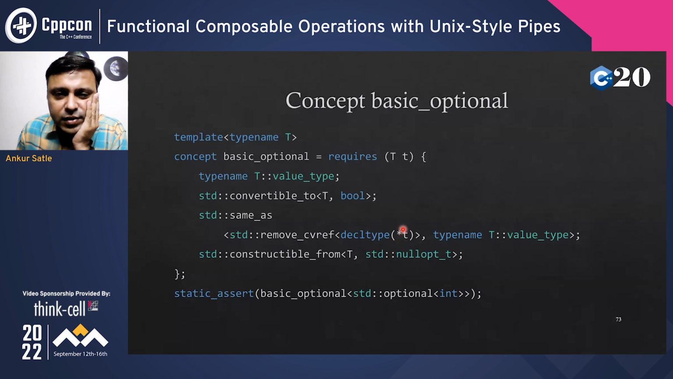So we are going to check an optional here. It is the same as its own contained value. So maybe I can make it a little clearer for you. The value type is what you should get from the dereferencing of that object. That's what this line is checking. I'm trying to dereference, and whatever the type is, if you remove the CV, it should be the same as its contained value type. So that also checks for the presence of this dereference operator in the object.